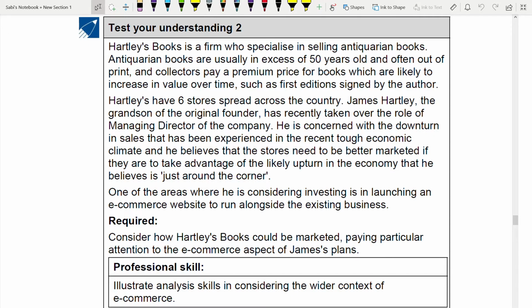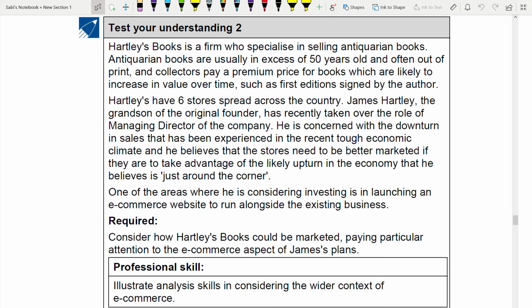Test your understanding. This case study is about a bookstore where they are going to sell a unique kind of books, like those books which are 50 years old or more than that. So this type of books is not very much available. I'm just giving you the background of the case study. You can read it.